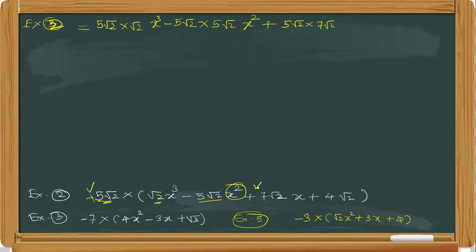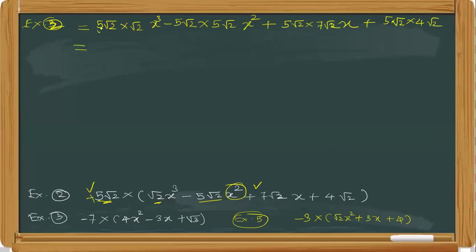Is there any x term? Yes, x. Okay, plus 5 root 2 into 4 root 2. Have you understood? Have you noted down this step? Yes, I did till here. Till here you did. Okay.